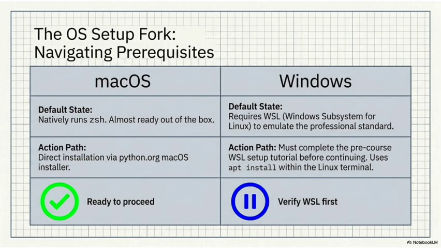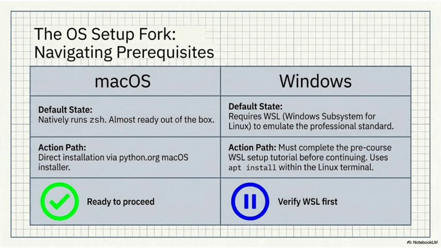The OS setup fork is the first decision point. Mac OS and Windows require different setup paths, and choosing the wrong one wastes significant time. Mac OS: the default state natively runs Zsh, almost ready out of the box. Action path: install Python directly via python.org, the macOS installer. Ready to proceed immediately after installation.